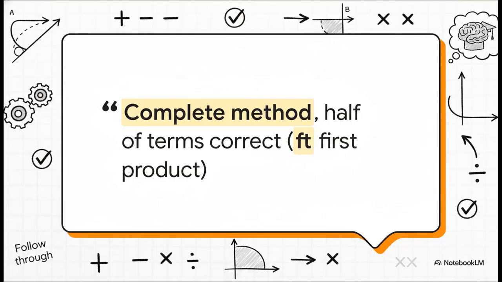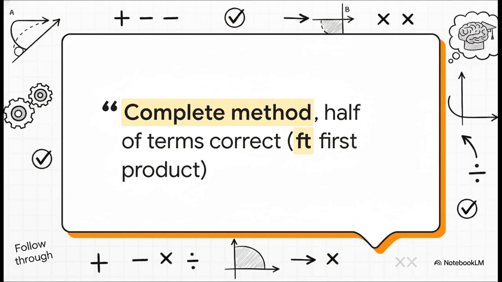Moving right along, earning M2, complete expansion. For this next mark, the official phrasing requires a complete method to obtain all terms, half of which are correct. But pay close attention to the bit in parentheses, FT their first product. That FT stands for follow-through. Basically, the examiner is going to judge your next steps based on whatever quadratic product you came up with in step 1, even if you made a little mistake earlier.